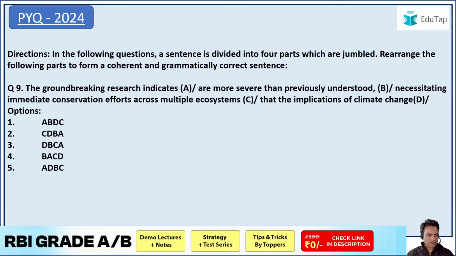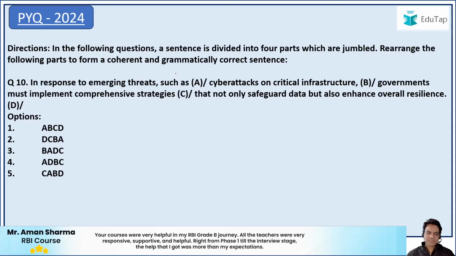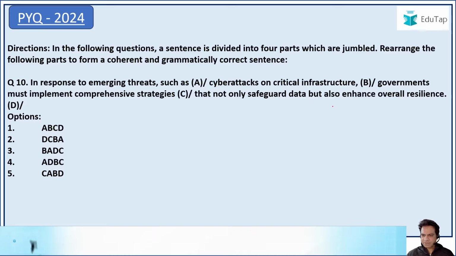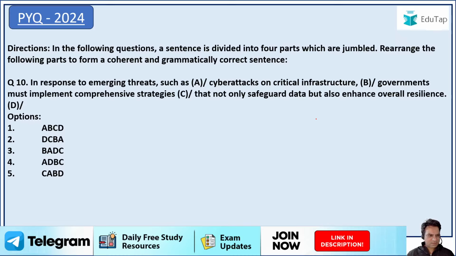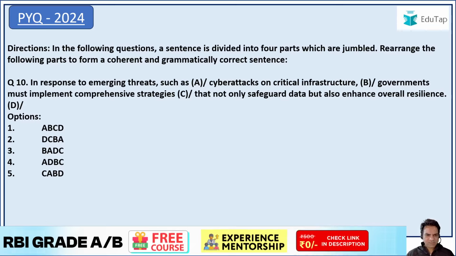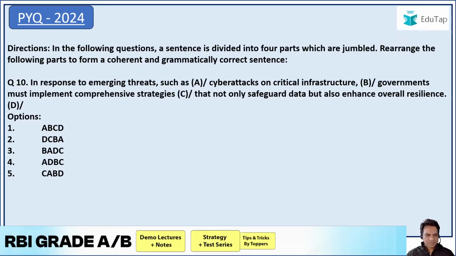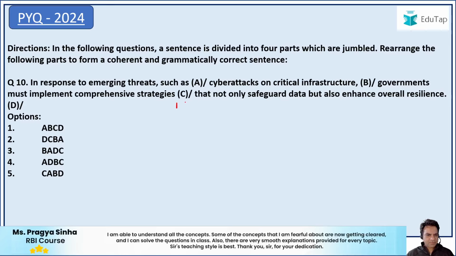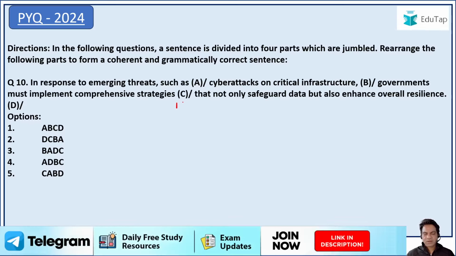Next question, guys. Question number 10. In response to emerging threats such as cyber attacks on critical infrastructure, governments must implement comprehensive strategies that not only safeguard data but also enhance overall resilience. So it looks like ABCD, right? In response to emerging threats such as cyber attacks on governments, comprehensive strategies that not only, I think it should be, now let's look at it. Governments must implement comprehensive strategies that not only, no, I think it should be this. Governments, see, you start the sentence with the subject, not the cause. No, I mean, not the consequence, right?